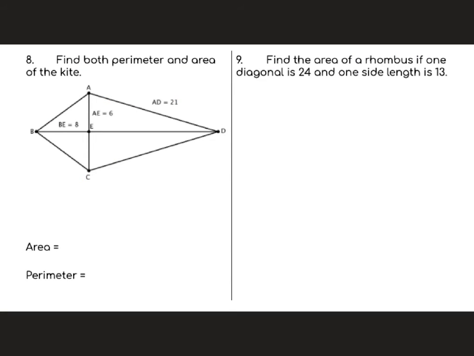Ooh, and the last page. All right. Always exciting when you get to the last page. Find both the perimeter and area of the kite.